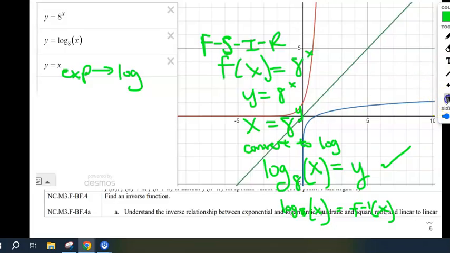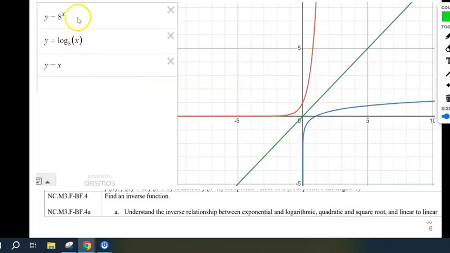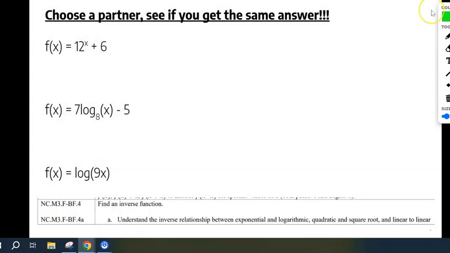Hopefully you'll notice that if I take the one we just did and the inverse we just got, they are inverses. They're reflecting across the y equals x line. They have coordinates that they share, like 8, 1 here turns into 1, 8 right there, as well as others.